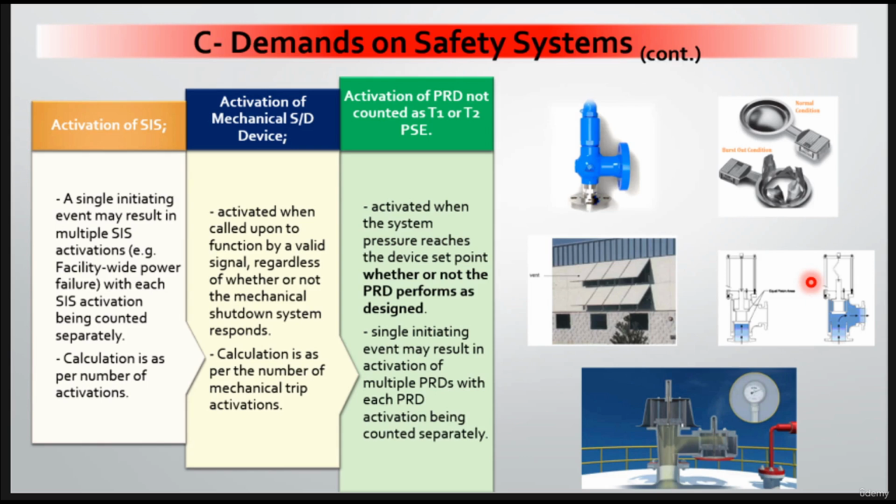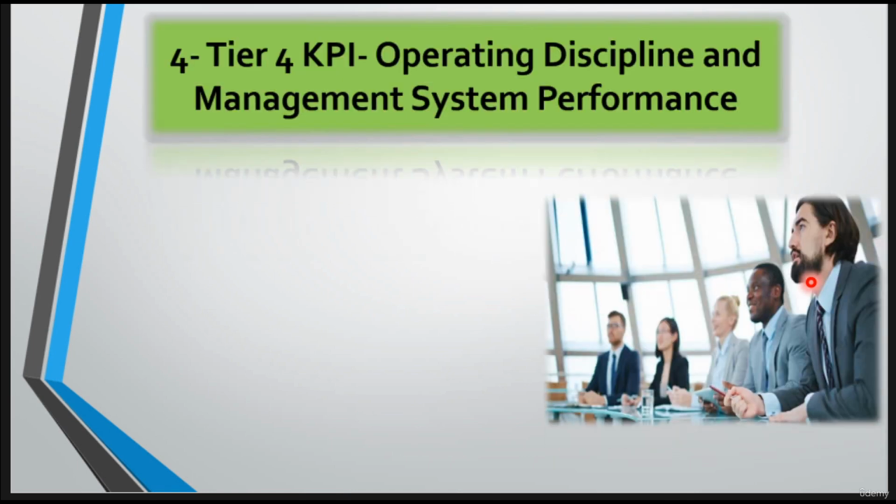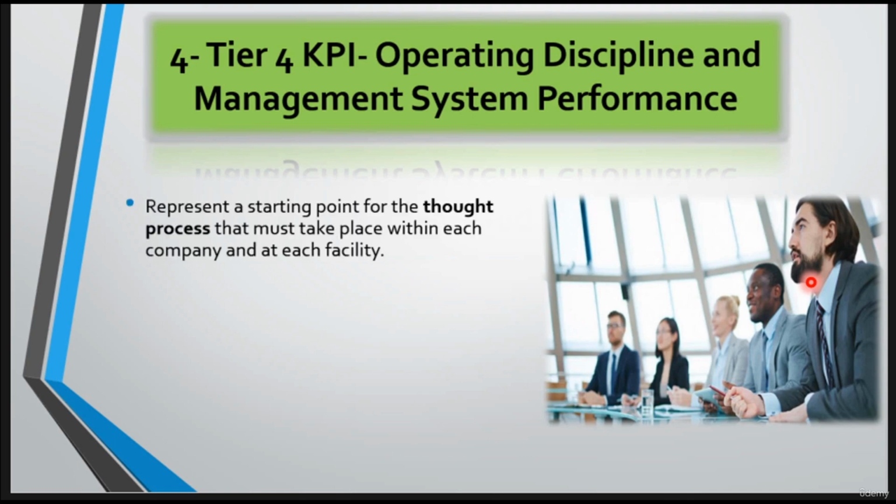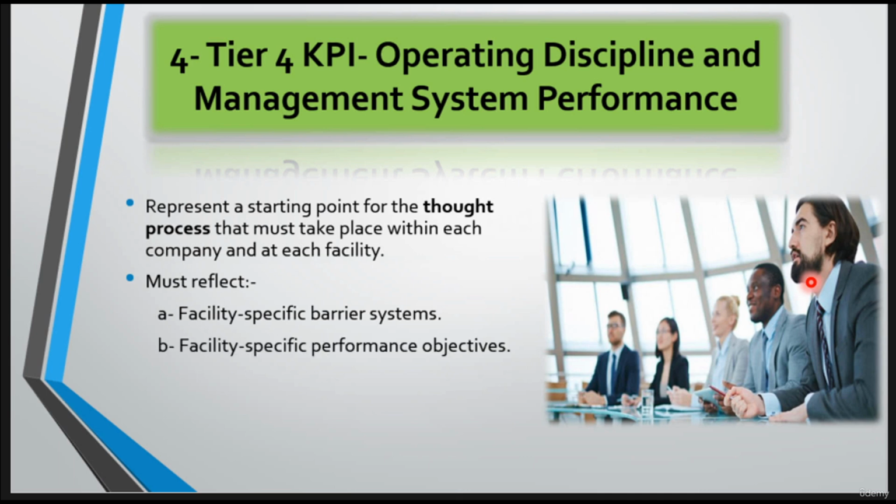Let's move ahead to Tier 4 process safety event, the most leading indicator. Tier 4 KPI is named Operating Discipline and Management System Performance. Okay, it represents the starting point for a thought process that must take place within each company and each facility. The KPI must reflect facility-specific barrier systems, facility-specific performance objectives, and the maturity of existing performance indicators.